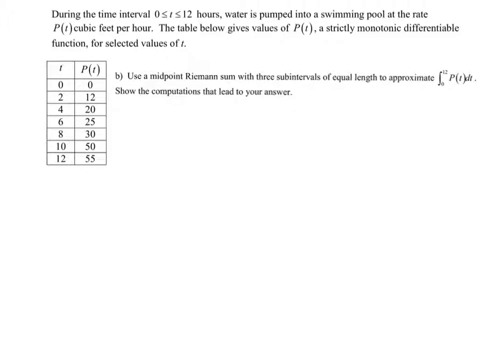Okay, part B says use a midpoint Riemann sum with 3 subintervals of equal length. So we're talking about 3 subintervals, and a midpoint sum to approximate the integral from 0 to 12 of p of t dt. Show the computations that lead to your answer. So we need to break this into 3 subintervals. If I look at my t, what the time is being counted by, you can tell it's being counted by equal intervals of every 2 hours. And so I go from 0 to 12, counting every 2 hours, so I can easily break this up into 3 groups of 4.